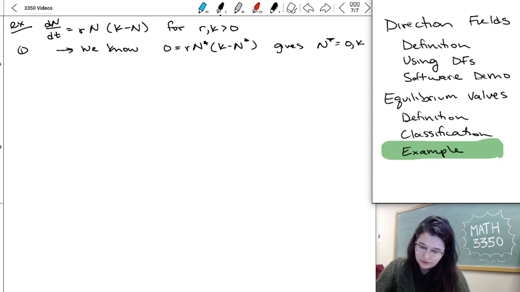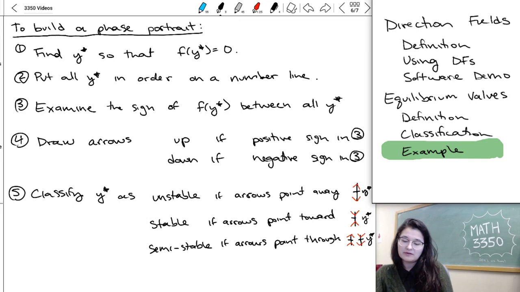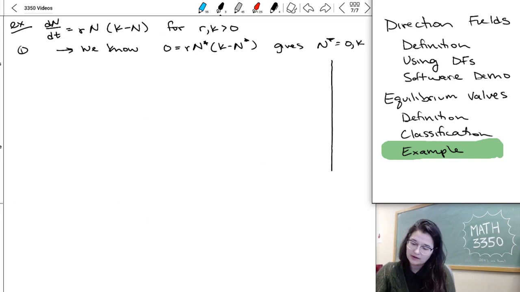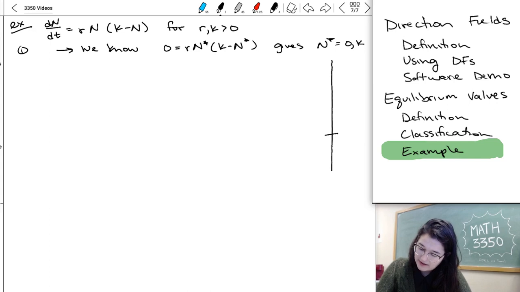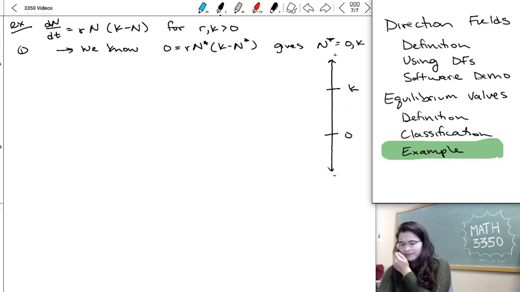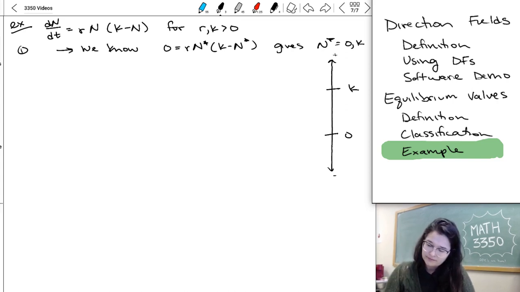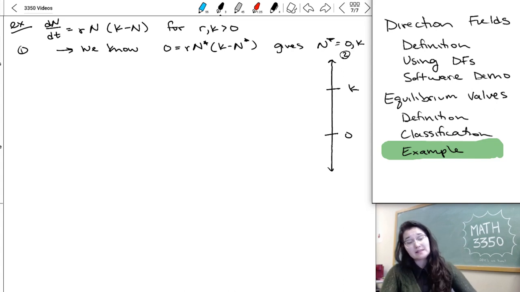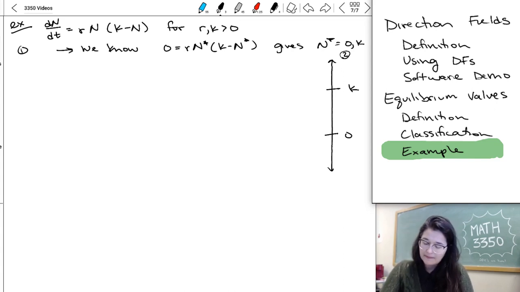And then step 2 over here was that we have to put all the Y star in order on a number line. So mine are 0 and some positive number K that's bigger than 0. So there's my number line. This direction is positive, that direction is negative. And that is step 2. And then step 3 was that we have to examine the sign on every side of the equilibrium values.